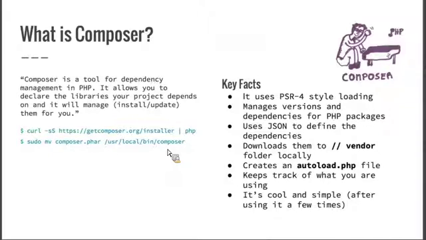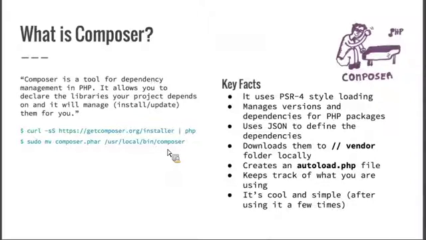Key facts about Composer: it uses this PSR-4 style loading. I will explain it, it's not complicated. It can manage versions and dependencies for these PHP packages, and the whole set of things on which your project depends is defined in one JSON file. Once you run composer update or install, it gets all these dependencies and stores them in a local folder named vendor inside your project. It also creates an autoload PHP file. This one takes care of loading all the required files that are needed, so you can just use your namespaces when you need them.